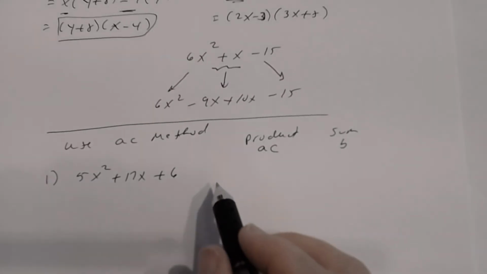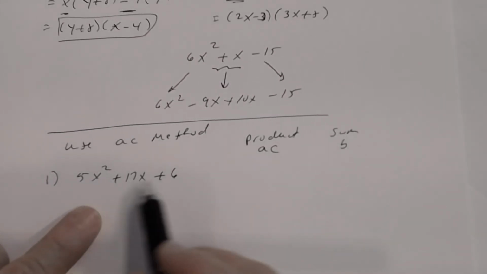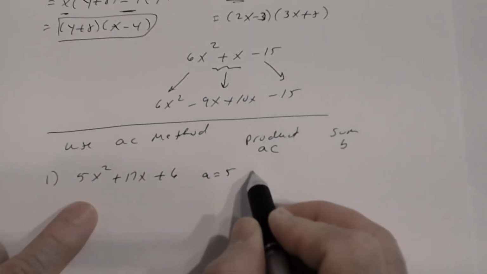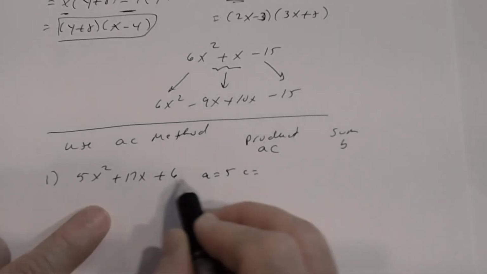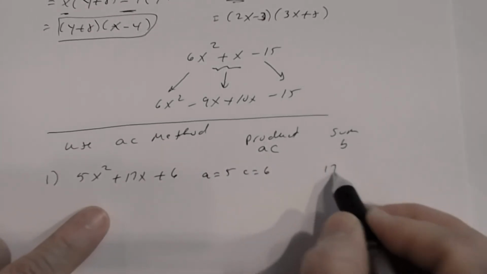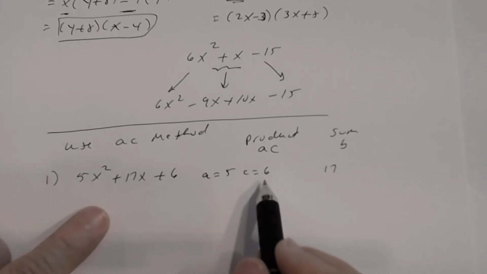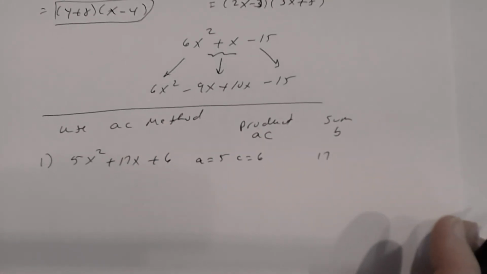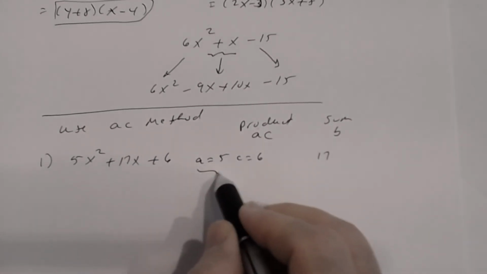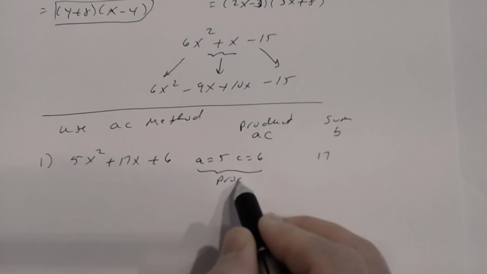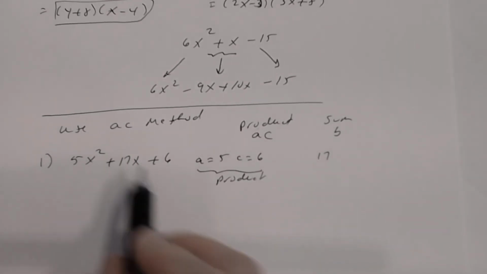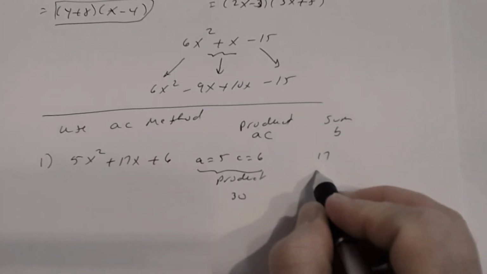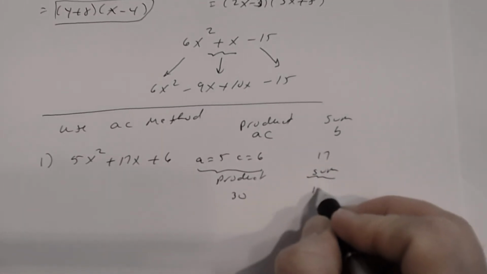All right, it does help if you denote A, B, and C first. So A is 5, C is 6, and B is 17. It helps you do that. And you want the product now. Remember, you've got to multiply A and C together. So you want your product to be 5 times 6, which is 30, and you want your sum to be 17.